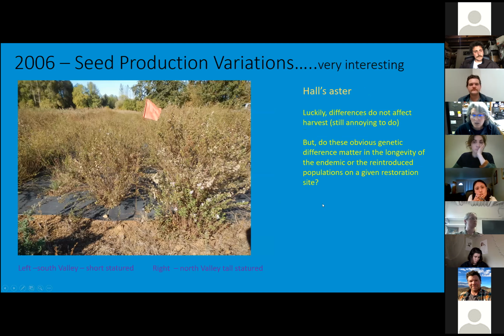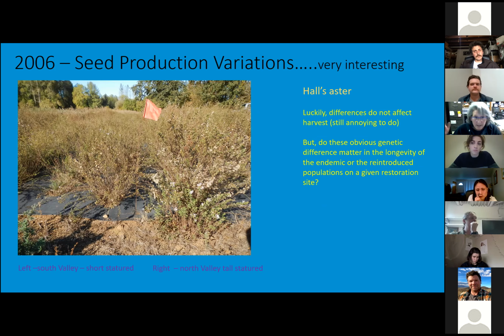Other differences, this was absolutely stunning. We had a taller North Valley Aster hallii, house aster, and this is South Valley, much shorter and squatter. It's growing on ground cloth, that's down here, so it didn't really hurt from a seed collecting standpoint. But we're now mixing them in the Willamette Valley. Is that going to matter?